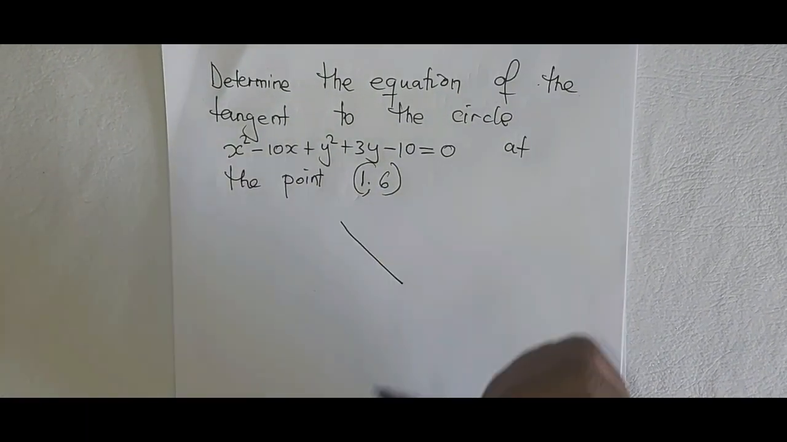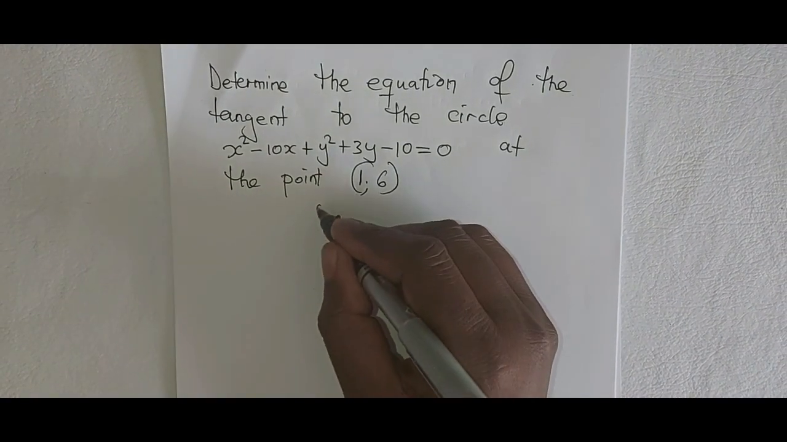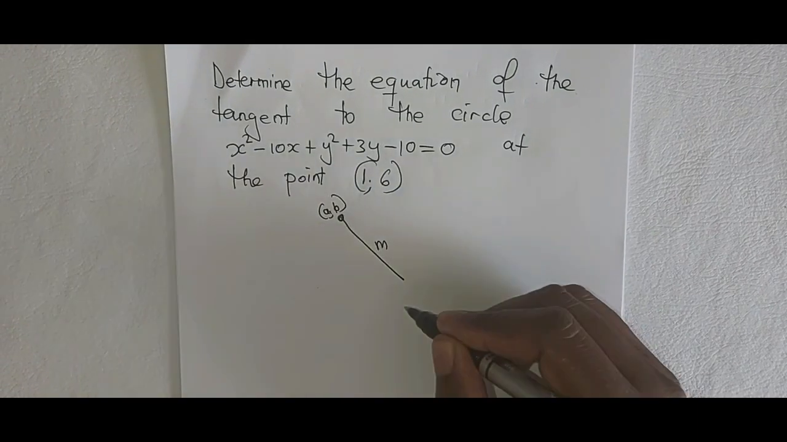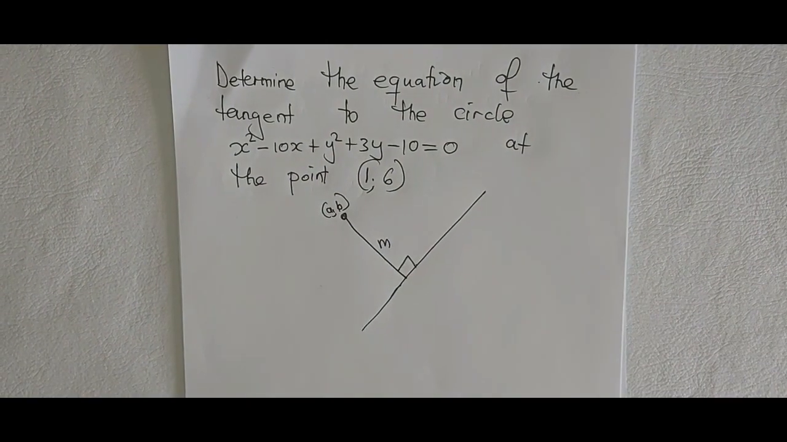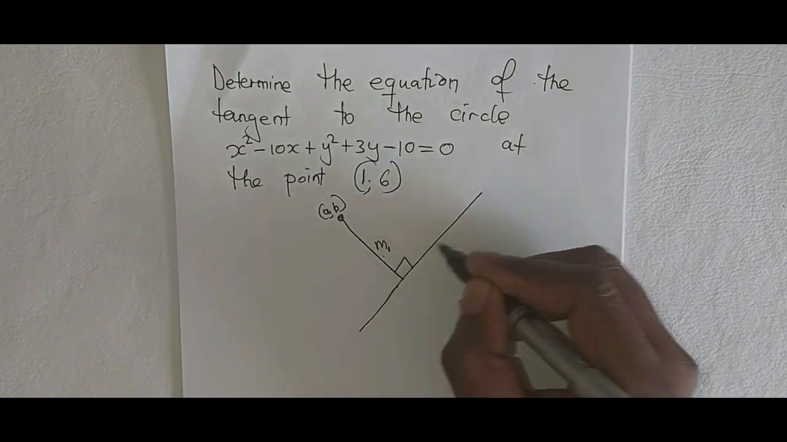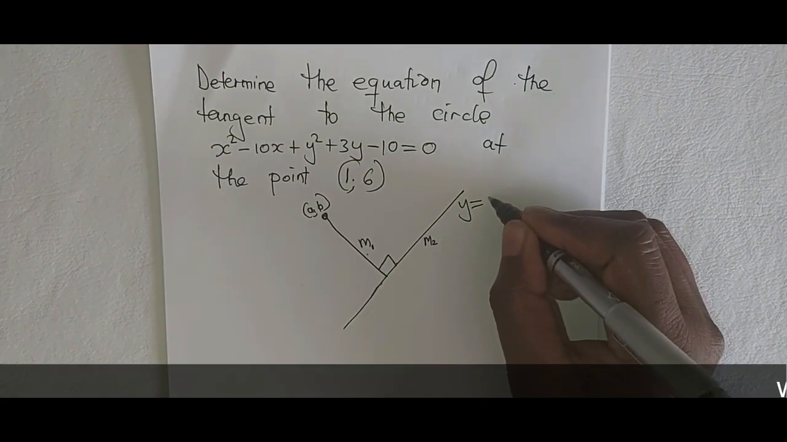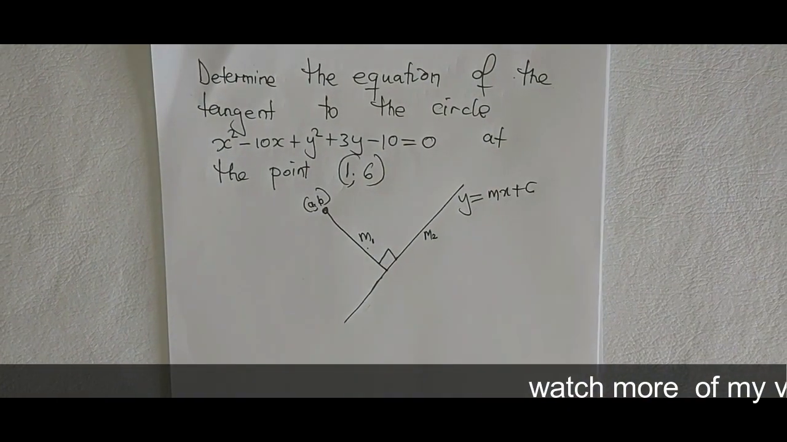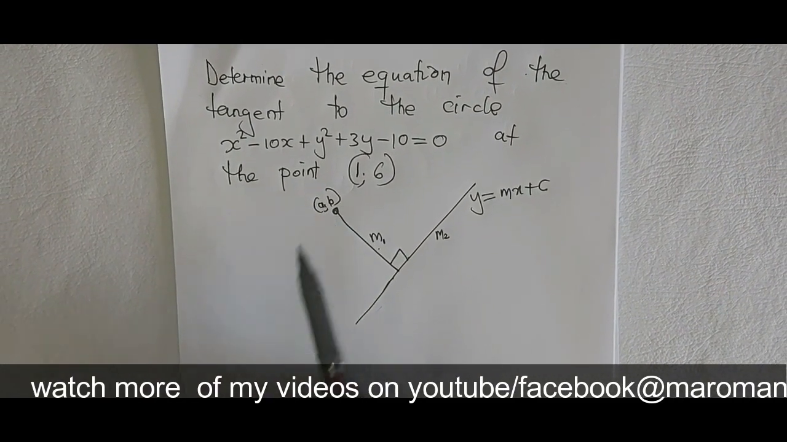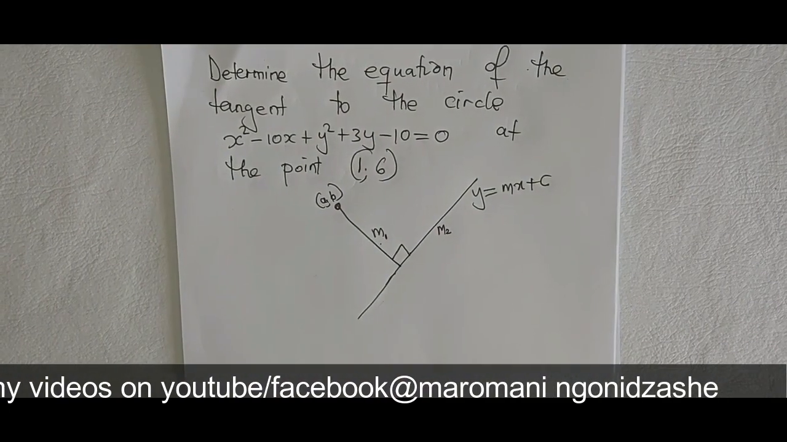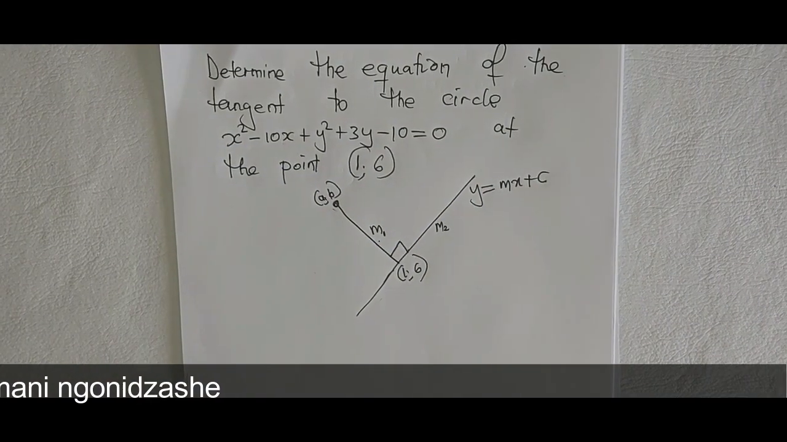You must find the gradient of the radius, which I'm going to call M1, if this is the center of your circle with the coordinates A and B. Then the tangent must be perpendicular to your radius at the point of contact. So after finding M1, you find the gradient M2, then you express it as y equals mx plus c. So what's important first is for you to find the coordinates A and B, the center of your circle. After that, you use the point (1, 6) to find the gradient M1.